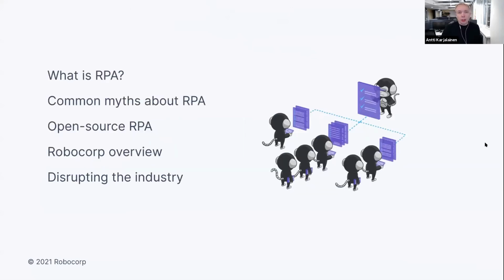And so to kick off the agenda, I'm first going to talk about what is RPA. I think not everyone here is going to be familiar with the concept of RPA. Then I'm going to be talking about some common misconceptions around RPA, making the case for open source in RPA, overviewing Robocorp, what we are doing there, and talking about what it's like to disrupt the existing industry with open source.